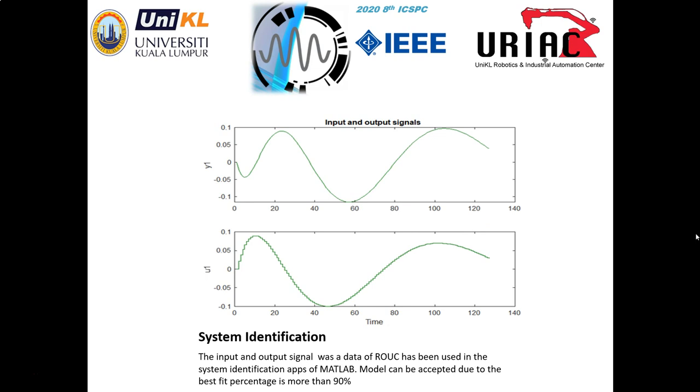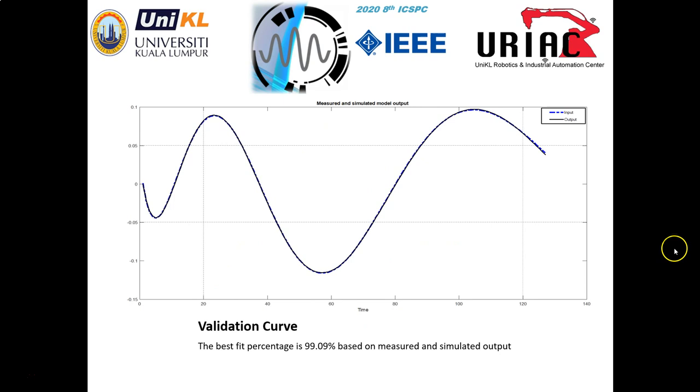So these are the input and output signals applied to the ROUC. We need this data in order to have the model of the system, so we use the system identification app of MATLAB. The model can be accepted if the best fit percentage is more than 90%. For this case study, we have a validation curve, measured from input and output, comparing the measured and simulated output. We have 99.09%, which means it is acceptable to use this validation curve for the system identification model.